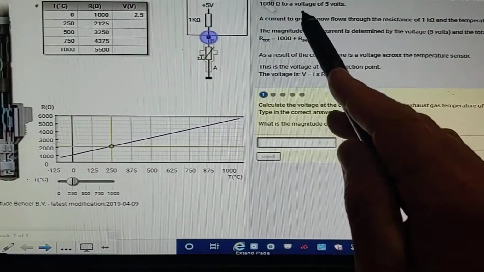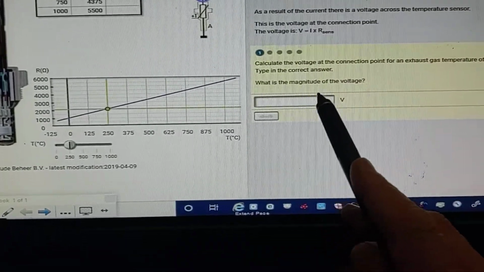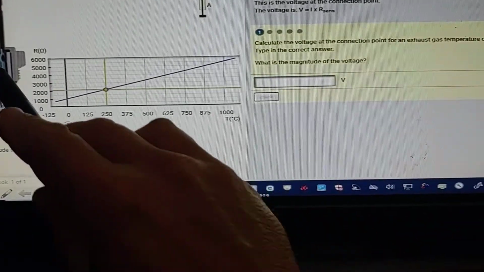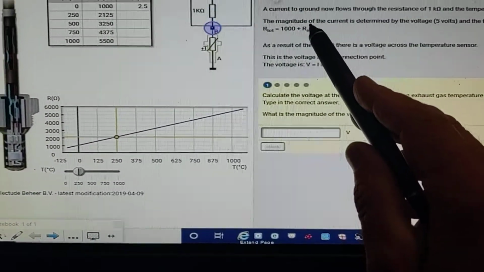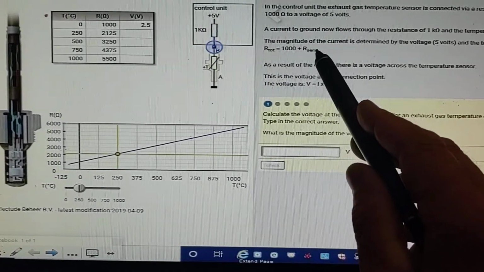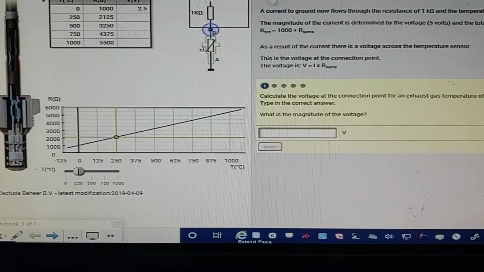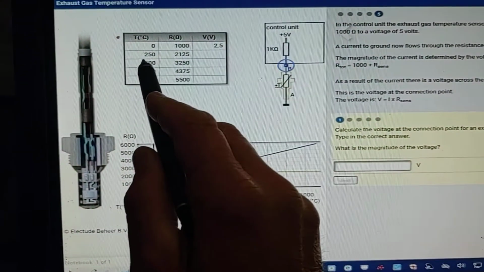But in this question, it's asking you to determine the magnitude of the voltage for the exhaust gas temperature sensor. There are two parts to this. The first thing you've got to do is figure out what the total resistance is for the sensor at 250 degrees. So at 250 degrees, you go over here to your chart.